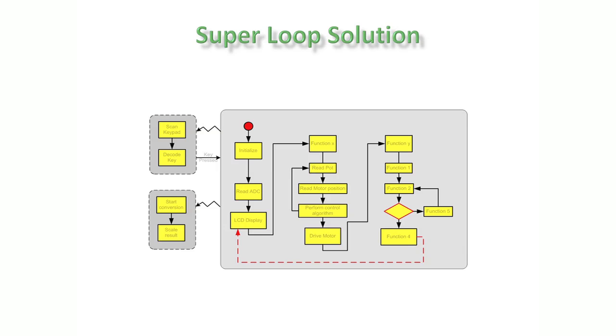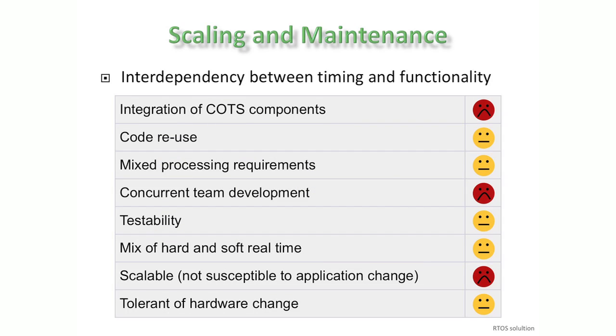If you have new requirements, if, as often happens, your display is obsoleted and you have to put a different display on there, the speed of that display is different. How does that affect the rest of your code? The timing of the rest of your code?